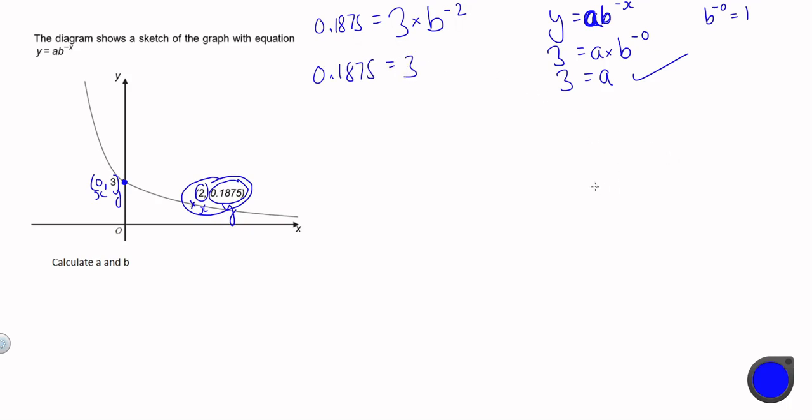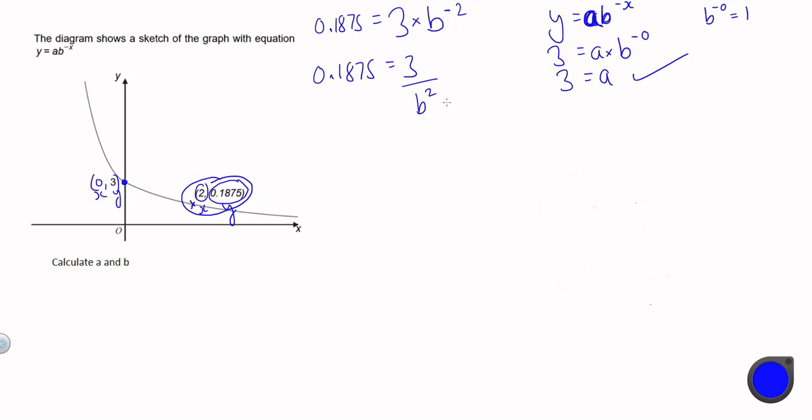Now, you've got to understand, from rules of indices, when you've got something like b to the power of negative 2, that's the same as 1 over b squared. You might have seen it like this before, and you know that becomes 1 over x squared. So we'll use that information. B to the power of minus 2 is going to be 1 over b squared. You don't need to put the 1 there.